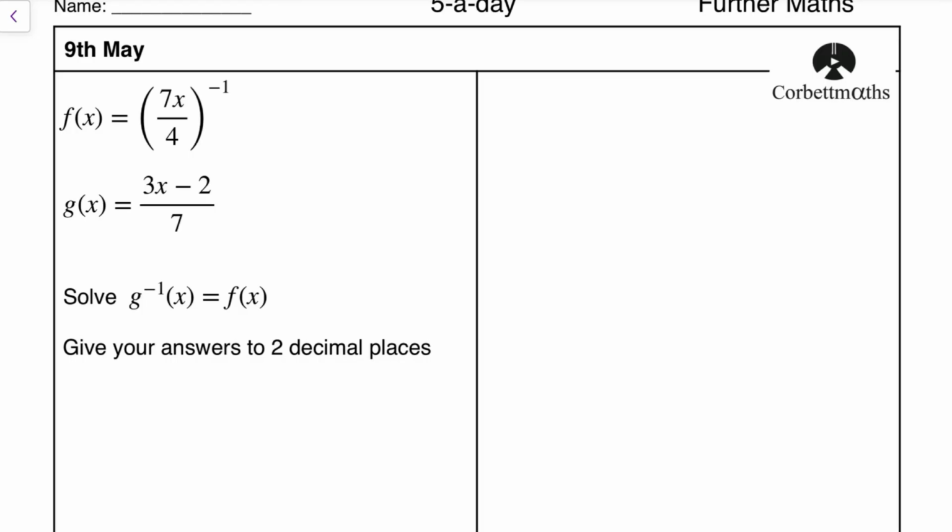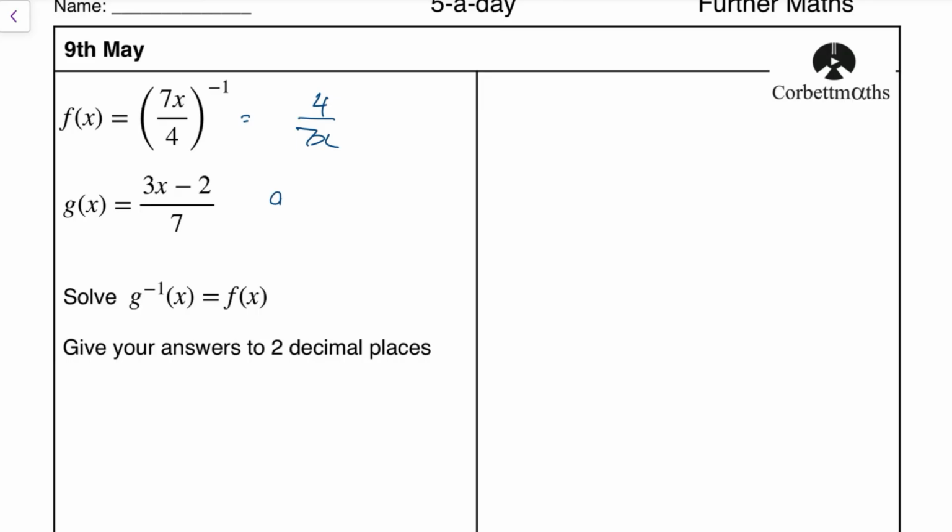What do we have? So f of x equals this thing here, a bit unusual that. Let's just rewrite that right now as 4 over 7x. I don't know why it's written like that. And g of x equals this thing here. Solve g inverse of x is equal to f of x.